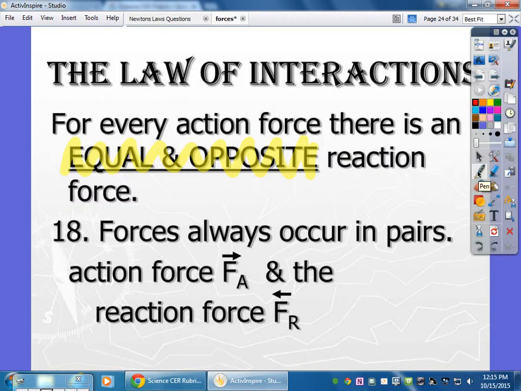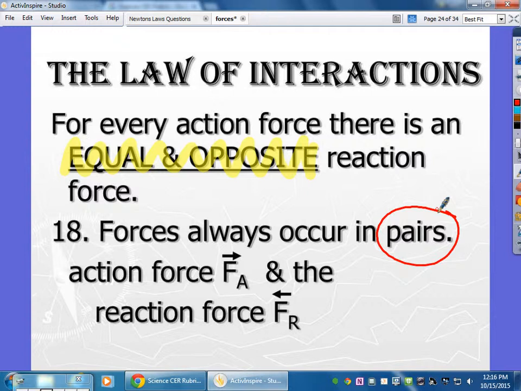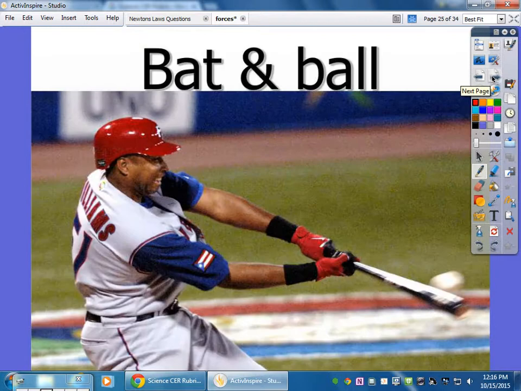So what does that mean? That means that all forces occur in pairs. There's an action force and then a reaction force. They all occur in pairs. Let's practice that in a couple of scenarios.